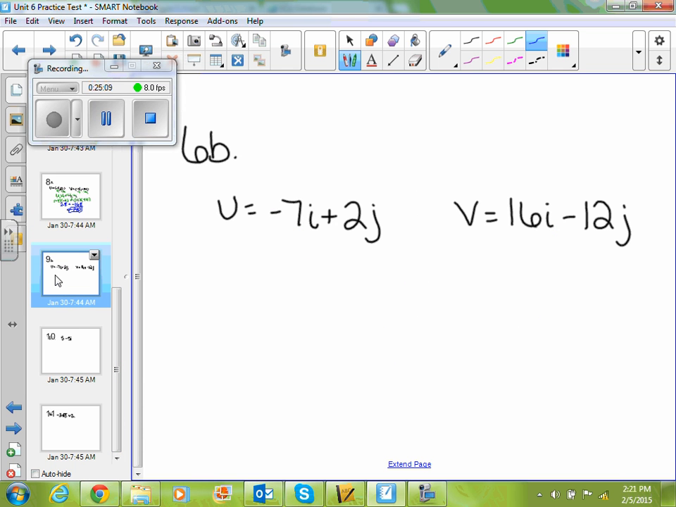Alright, for 6b, we're given the vector u equals negative 7i plus 2j, which means negative 7, 2. And v equals 16i minus 12j, so 16 and negative 12.